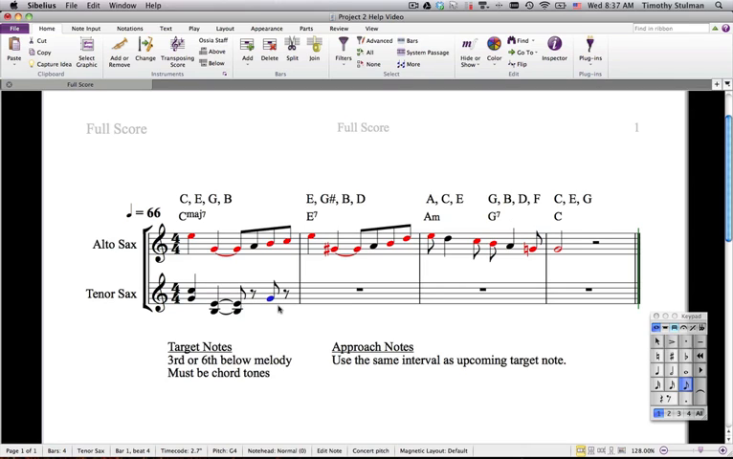Now let's look back at our harmonization up to this point. Because we're using thirds to harmonize here, it would probably be a good idea to harmonize with thirds here as well. Because if we harmonize with sixths below here and then change to thirds, there will be an awkward leap in the middle of this melody.